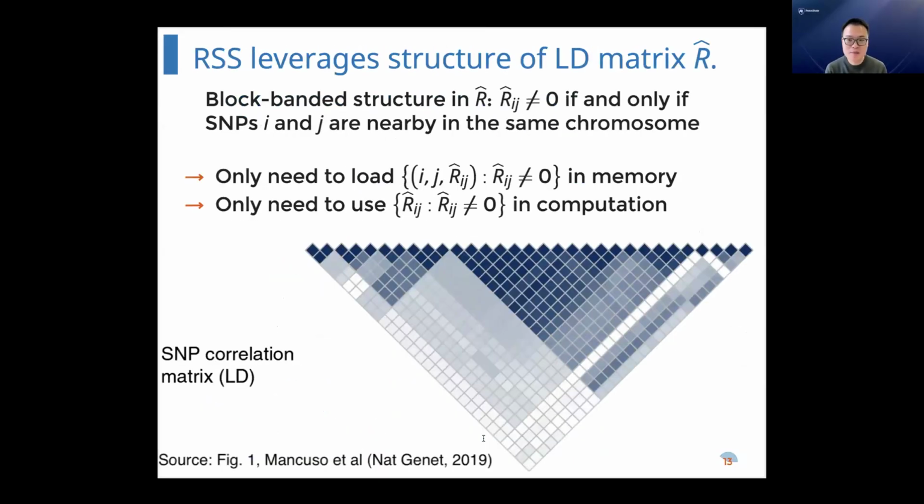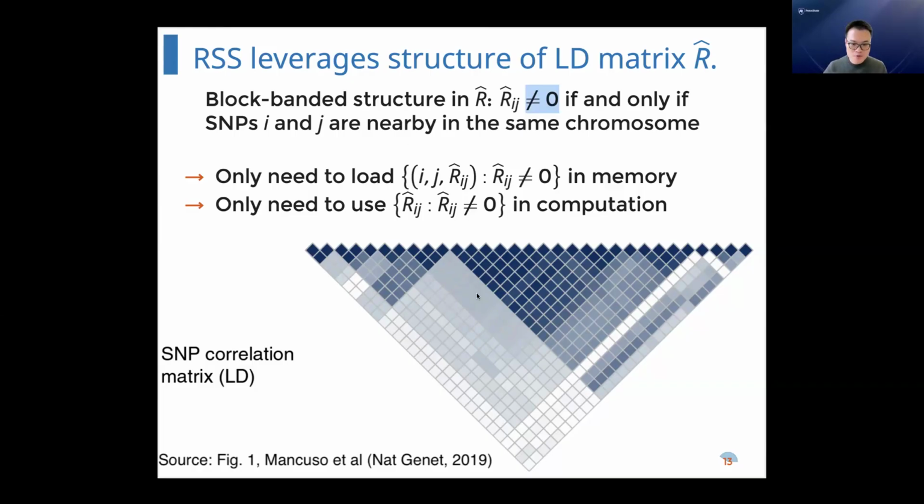So we need to leverage some kind of structure in the correlation matrix we're having here. Luckily, the LD matrix has this very nice block banded structure in the sense that an entry of this correlation matrix will be non-zero if and only if the corresponding two SNPs are very close to each other. That's one condition. And also they must be in the same chromosome, okay? So this gives us this very nice block and banded structure.